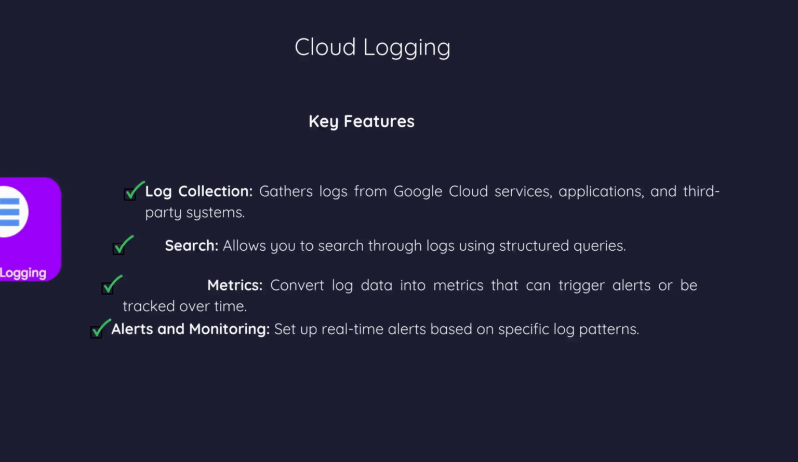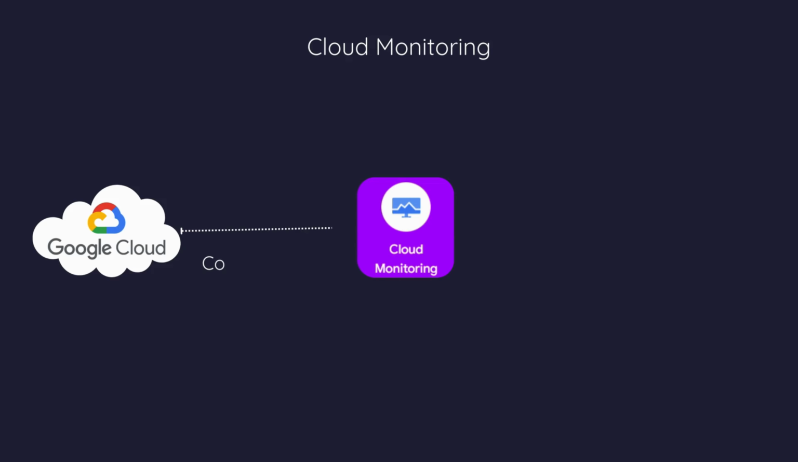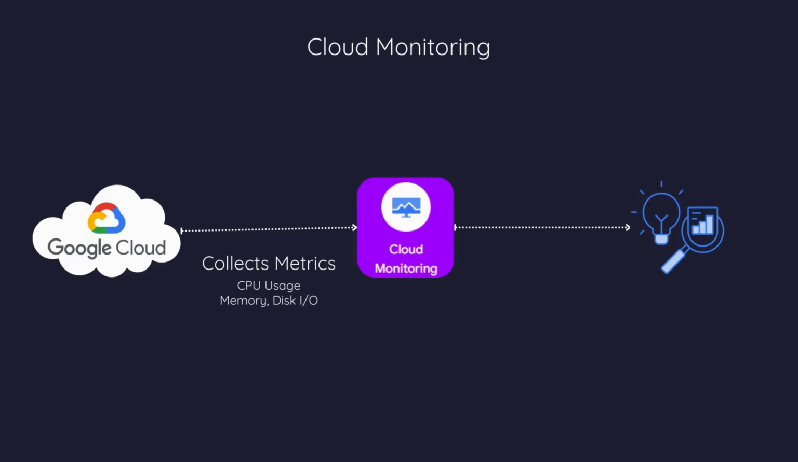Cloud Monitoring tracks the performance of your cloud infrastructure and applications. It collects metrics like CPU usage, memory, and disk I/O, and provides real-time insights into the health of your resources. You can create dashboards to visualize these metrics, set up alerts, and monitor uptime.